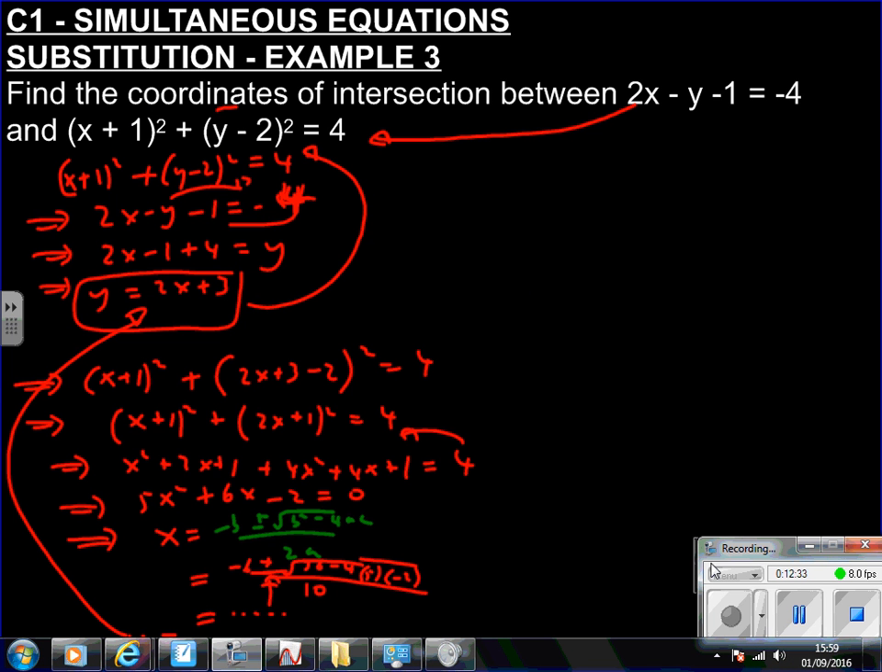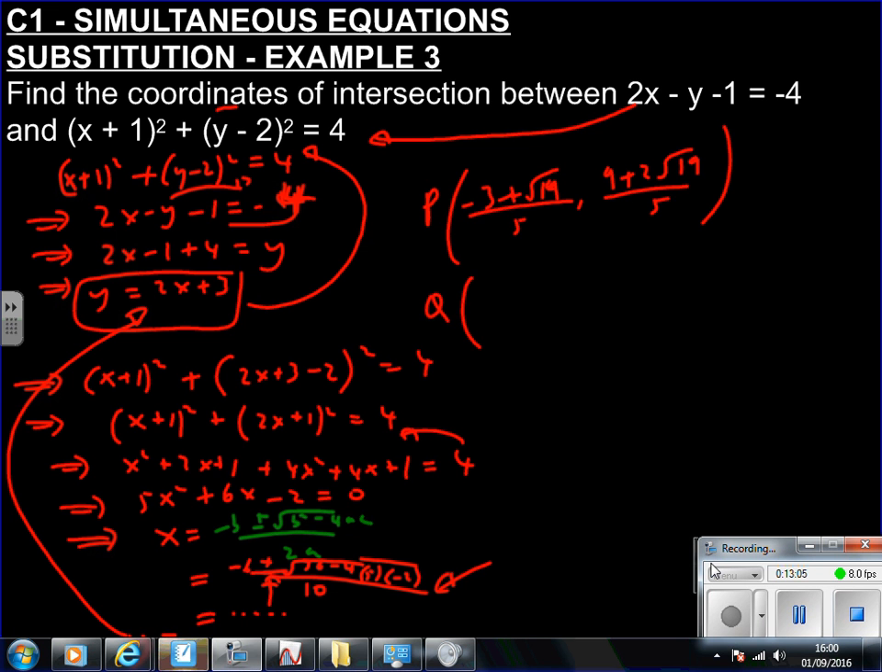Remember you could also use your silver calculators for this if it's like a horrible one, but generally, especially for C1, we'll make sure we know how to use that quadratic formula. But what you should get is a point P, nasty numbers, so minus 3 plus root 19 over 5, and your y value 9 plus 2 root 19 over 5, and another, we'll call it Q, so that's minus 3 minus root 19 over 5, and 9 minus 2 root 19 over 5, and we're done.